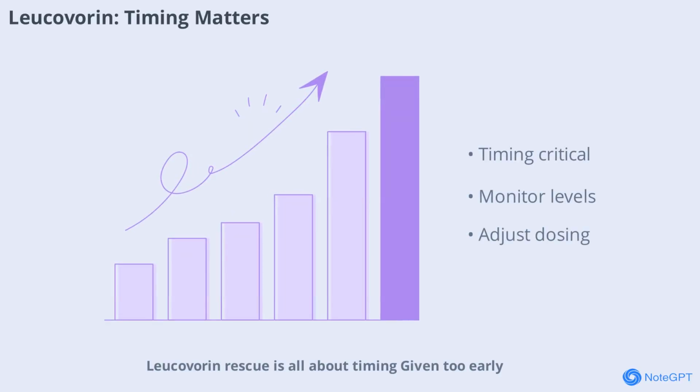Leucovorin rescue is all about timing. Given too early, it can protect cancer cells; too late, and it won't help normal cells. That's why doctors carefully monitor methotrexate levels and kidney function, adjusting Leucovorin dosing as needed. This precision ensures the best possible outcome for patients.